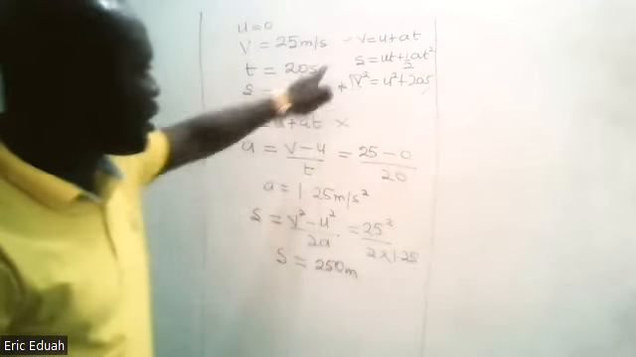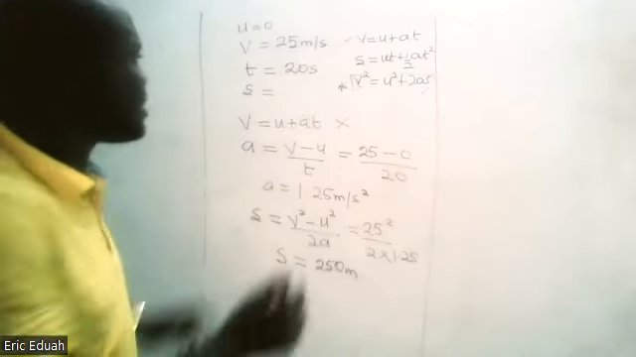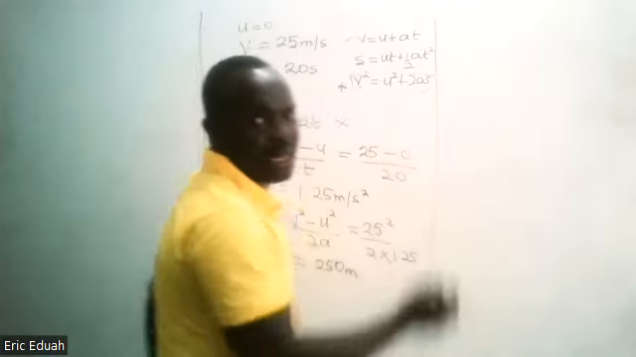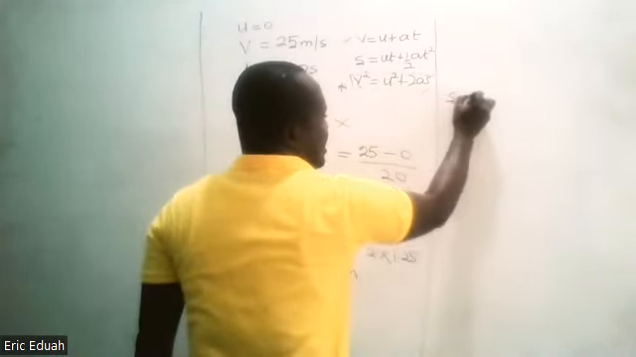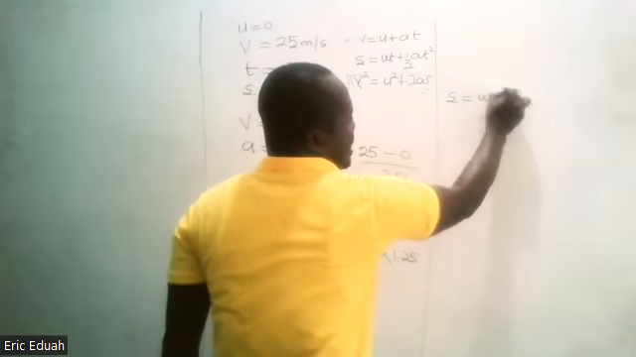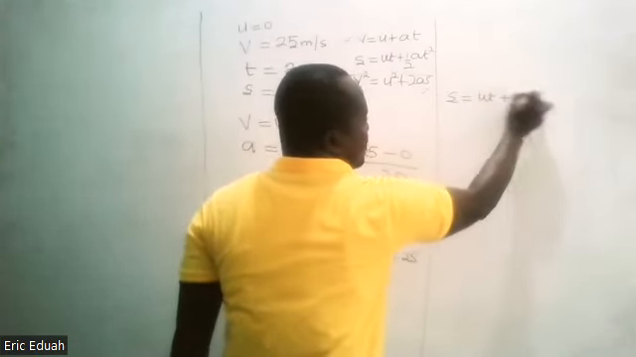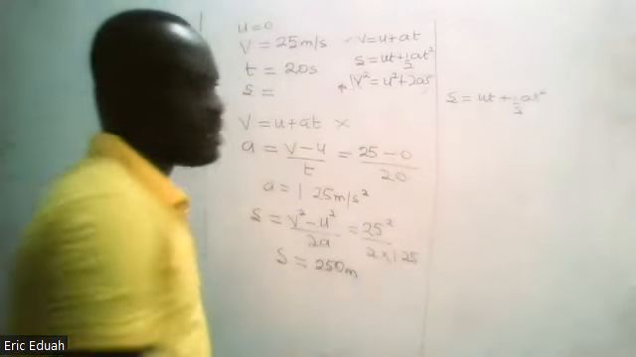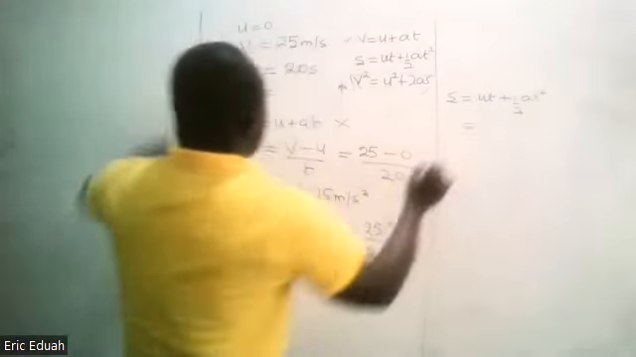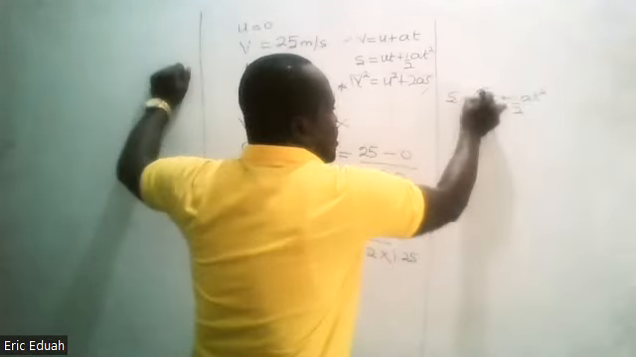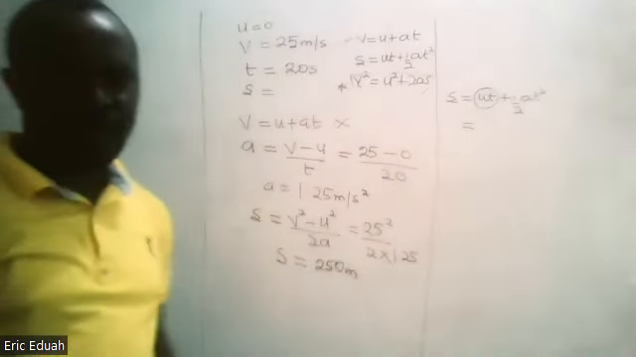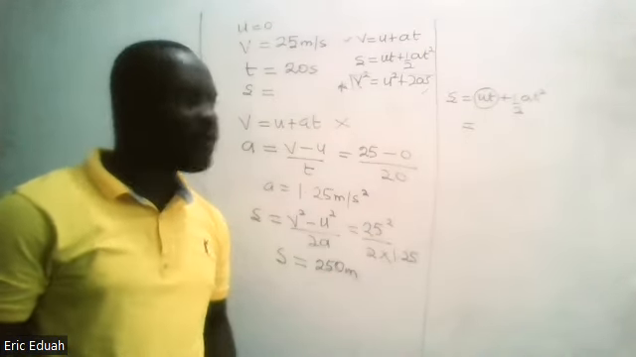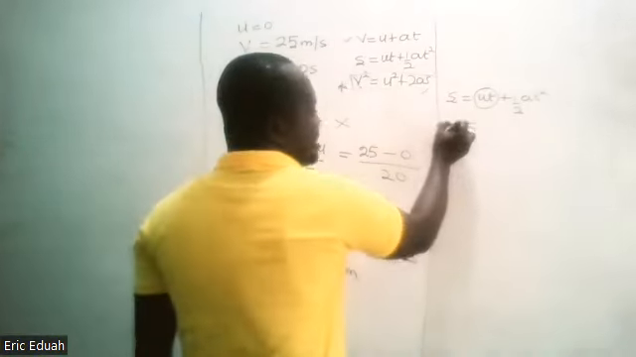But based on what we have, we can actually use equation 2 directly. And what is equation 2? s equals ut plus half at squared. Okay. So because u is 0, this term of the equation goes to 0.